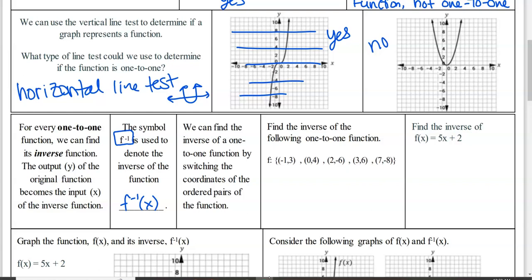I told you, if we think inverse is opposite, how do you think we find the inverse of a point? Instead of x, y, it becomes y, x. So here, to find the inverse of f, instead of -1, 3, it is now 3, -1. Instead of 0, 4, it is 4, 0. Instead of 2, -6, it is now -6, 2. Instead of 3, 6, it is now 6, 3. Instead of 7, -8, it is now -8, 7. Like that.